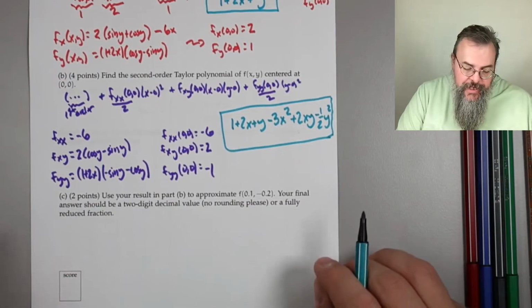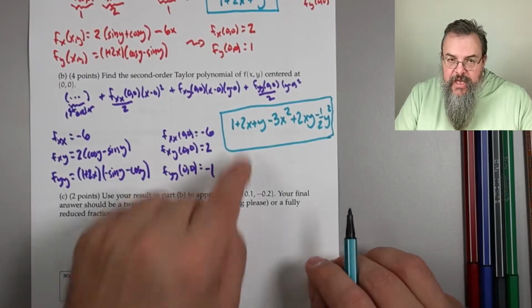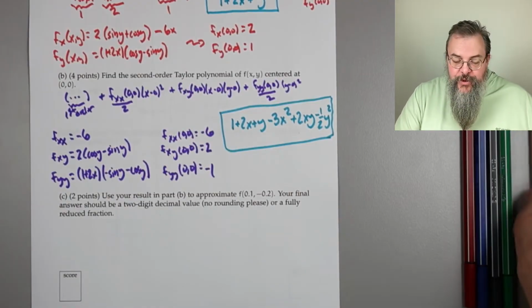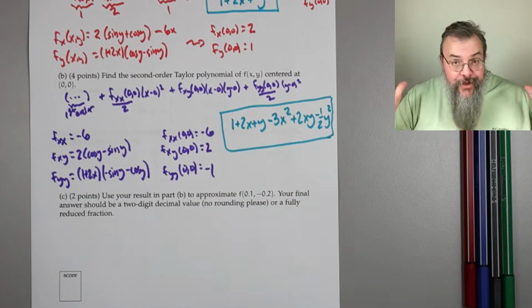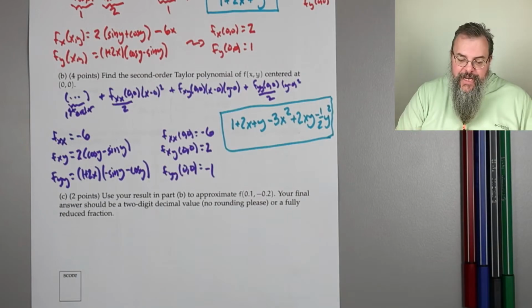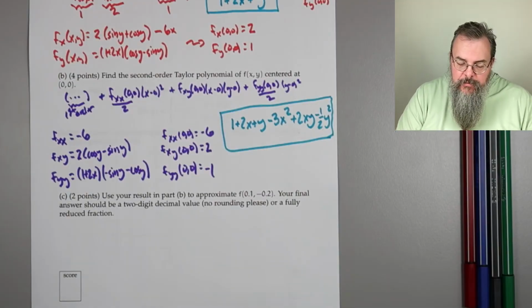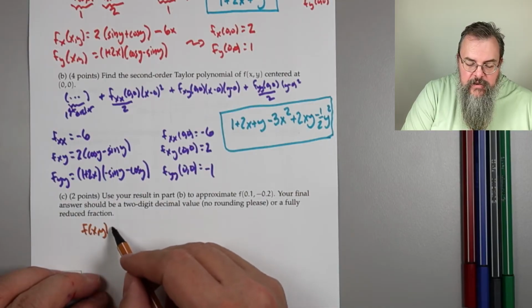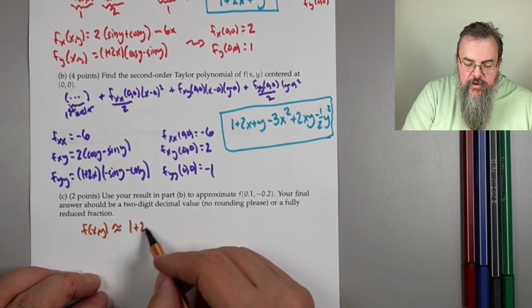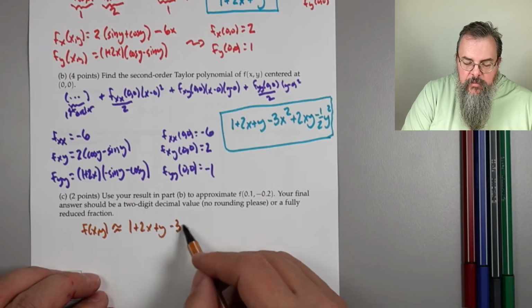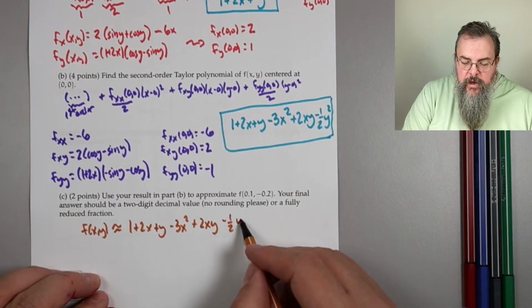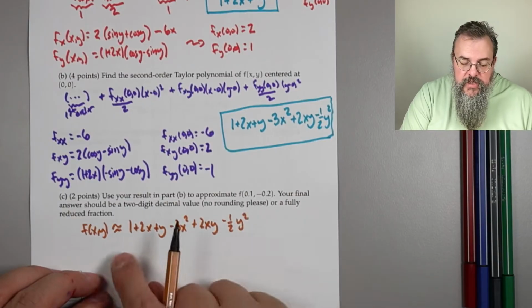Now, part C. Use your result in part B to approximate f of (0.1, -0.2). Your final answer should be a 2-digit decimal value, no rounding, please, or a fully reduced fraction. Okay, so we're just going to plug in, because what's the idea? Well, the idea is that f of (x, y) is approximately 1 plus 2x plus y minus 3x squared plus 2xy minus 1/2 y squared. So we're just going to plug in.